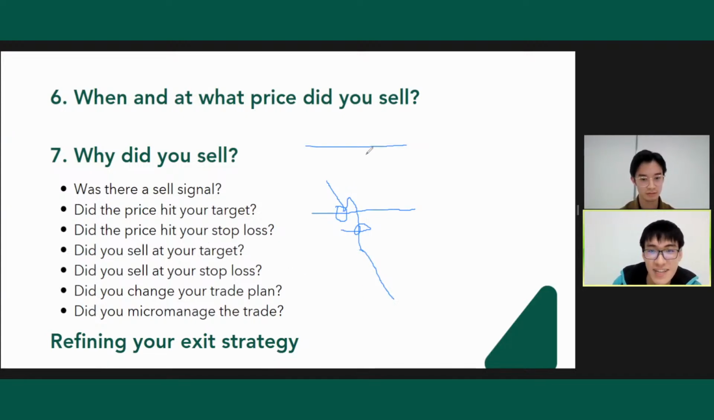So did you either sell at your target or sell at your stop loss? If you did not sell at your target or your stop loss, then why not, right? It's something you have to think about. Were you stubborn, kept believing that the stock will go up even though price is saying it's going down, right?